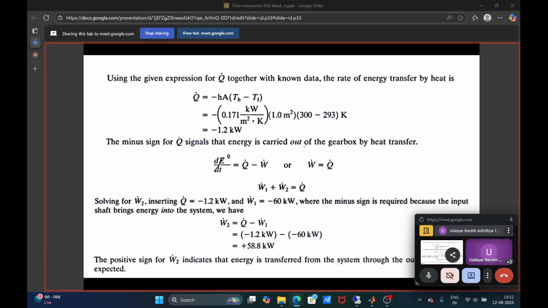So again, you can estimate Q. So all the values are known. So that comes out to be minus 1.2 kilowatt. So that is the heat transfer which is happening, and since it's negative, it is rejecting heat.